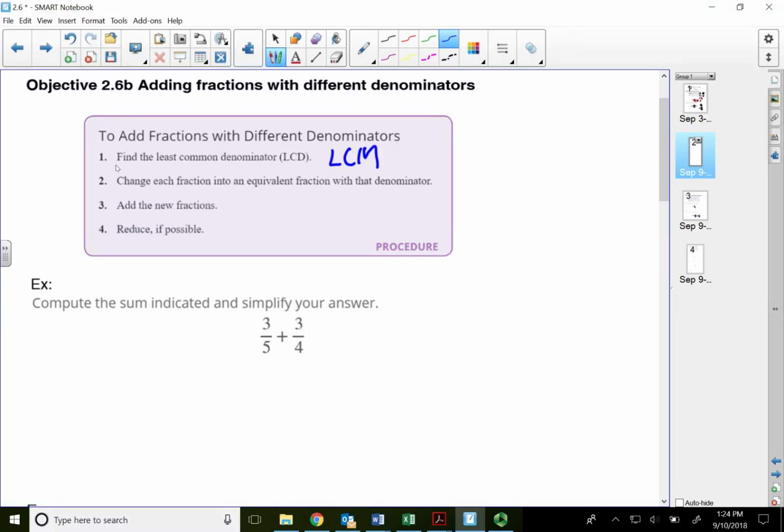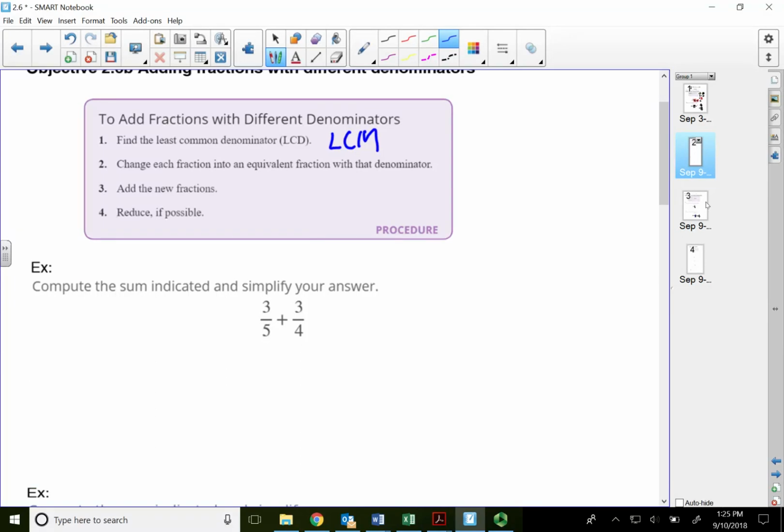All right. So once you find the least common denominator, we're going to change each fraction into an equivalent fraction with that new LCD. That's basically what I showed you in Module 2.5, how to find equivalent fractions. Then we're going to add our new fractions together and reduce if possible.